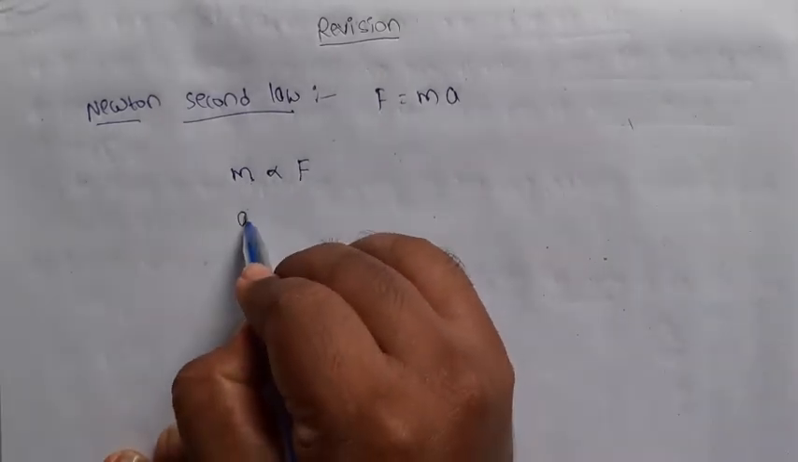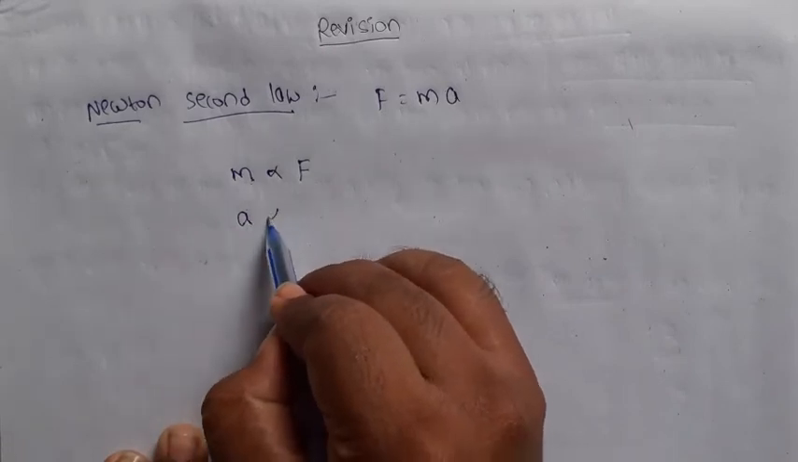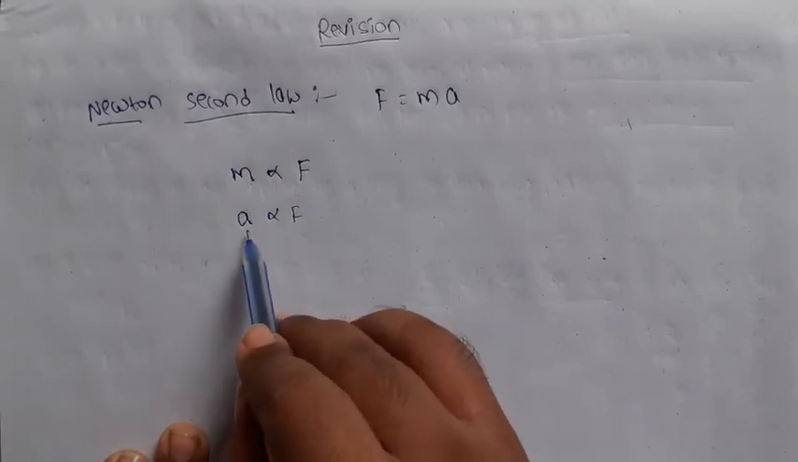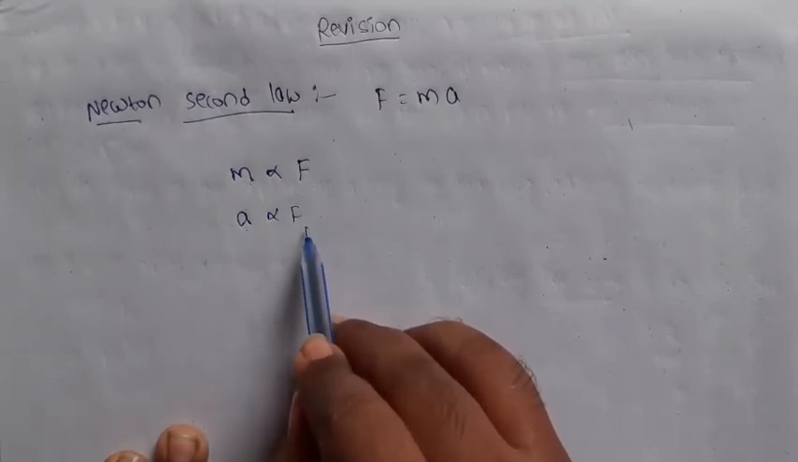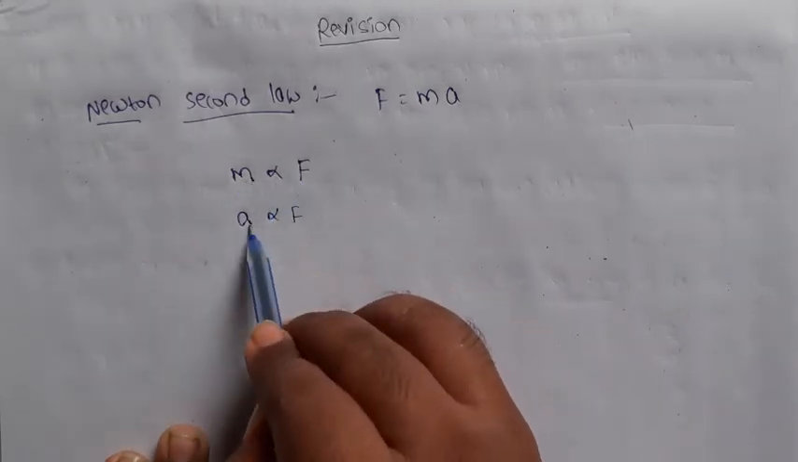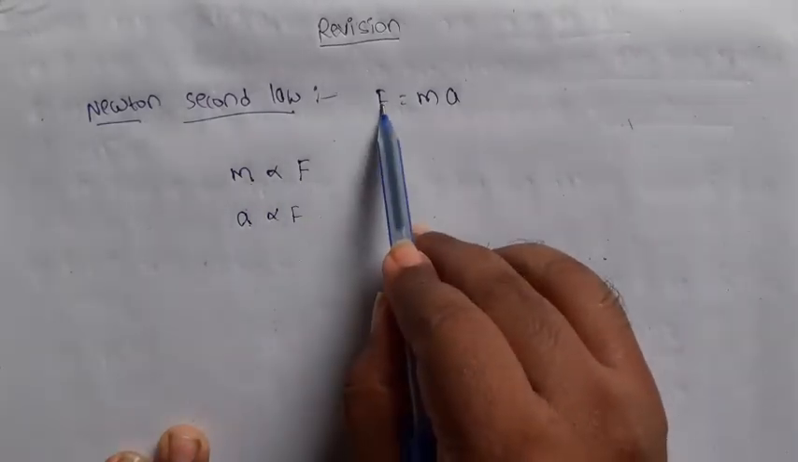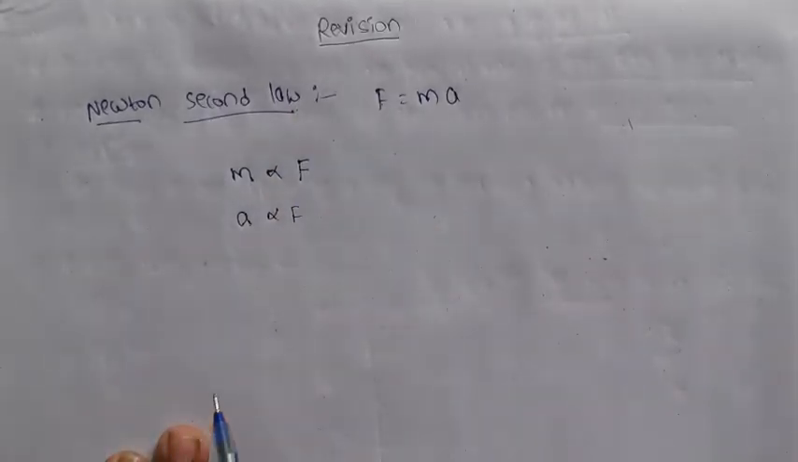Next, acceleration. If you are increasing acceleration, we need to apply more force. If you want to decrease the acceleration, we apply less force. So force depends on the mass and acceleration. So force F is directly proportional to ma. From that we derive the mathematical expression for Newton's second law, F equal to ma.